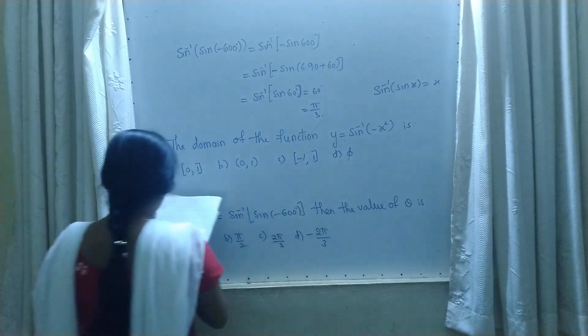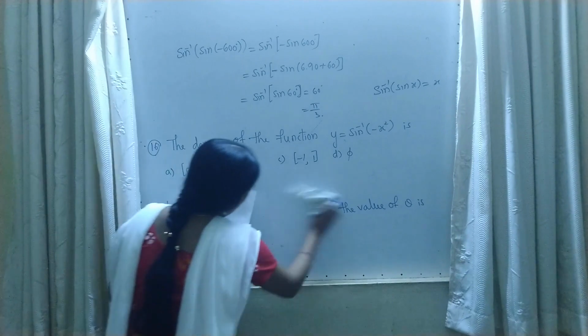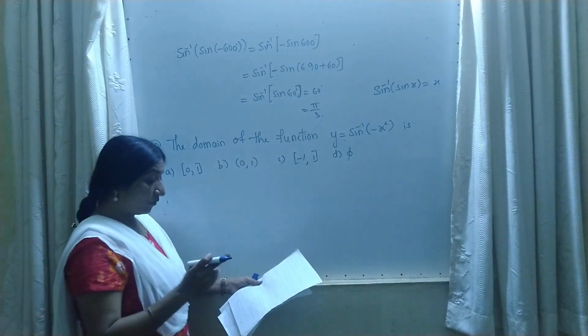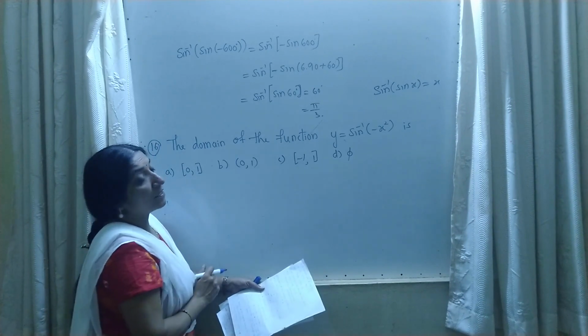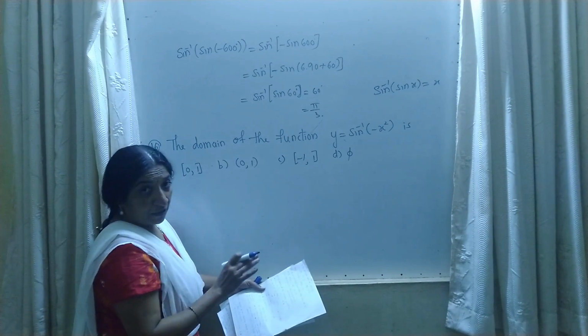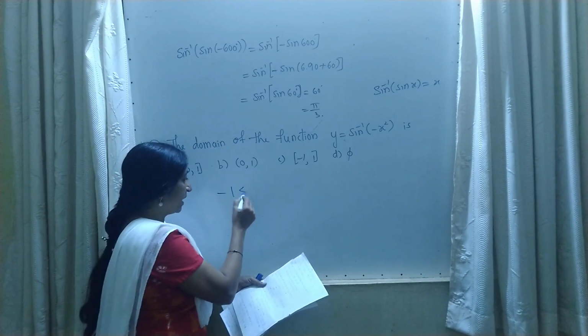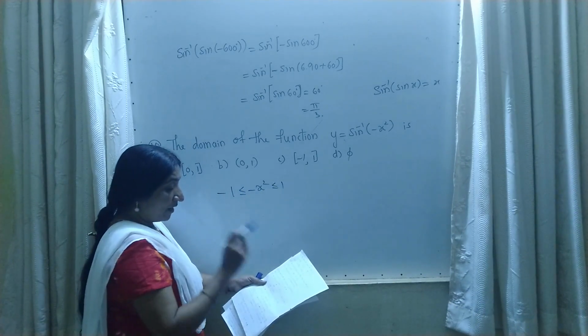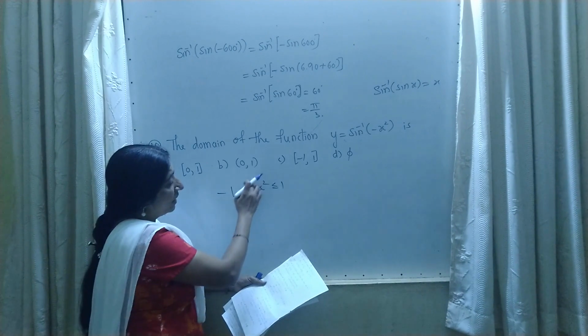And this is a null set. Already you are familiar, the domain of sin inverse of x is minus 1 to plus 1. Instead of x, we have minus x square. That means it is lying between minus 1 to plus 1. And whenever we are solving, always x should be positive.